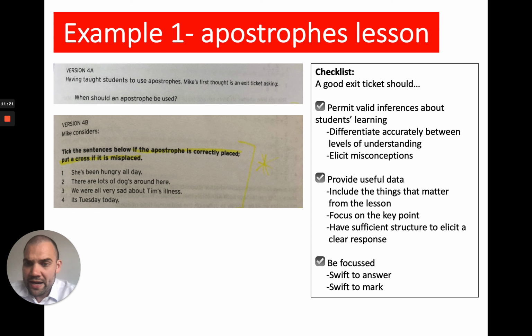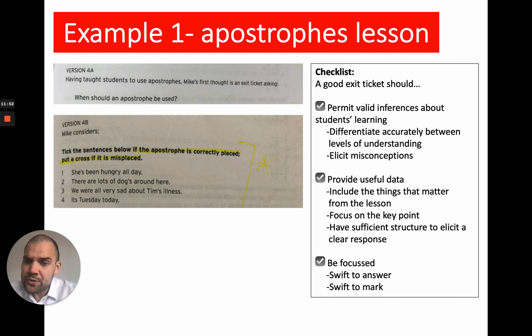We could then upgrade that to this one. So we could then say instead, right, here's four sentences. I would like you to tick or cross each of these sentences, depending on whether you think they've used apostrophes correctly or not, or whether they've misplaced them. Now, in the case of this one, this is definitely a lot better this time. Okay, there's more structure to it, certainly. It definitely would be able to elicit misconceptions, and it would certainly be swift to answer and swift to mark.